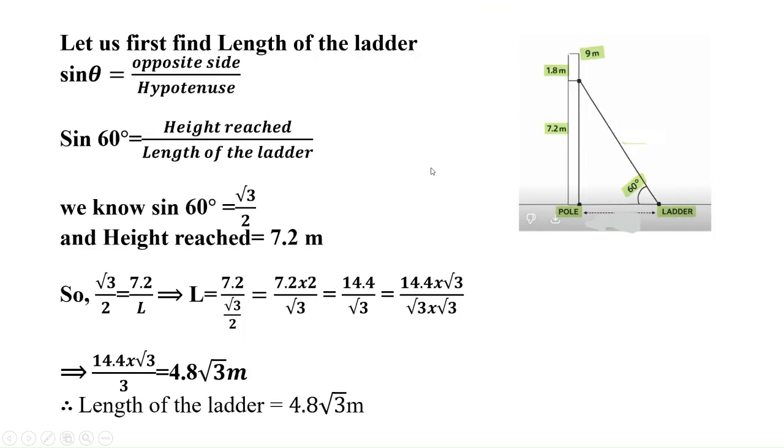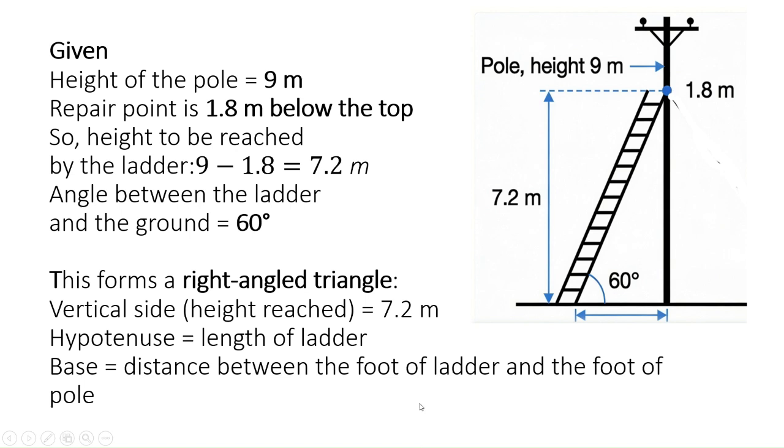Right now let us first find the length of the ladder. If you clearly observe in this figure, ladder is here like this. So we need to find the length of the ladder, right? It is nothing but the hypotenuse of that particular right angle triangle. It is very clear for us.